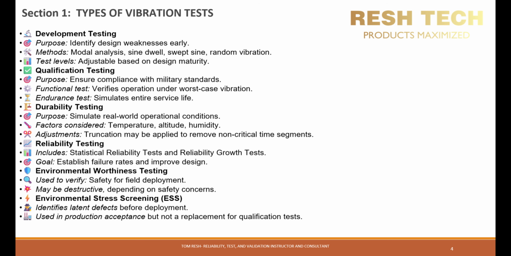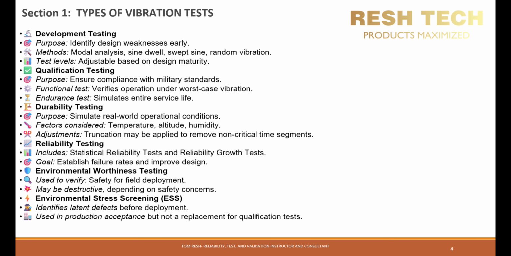The next type of vibration test is environmental worthiness testing. It verifies safety and suitability for field deployment in harsh operational environments. It assesses potential for structural failure, performance degradation, or hazardous conditions due to environmental exposure. It may be destructive. Some tests intentionally push components to failure to define performance limits and failure thresholds. It is used to determine worst-case scenarios for safety assessments.